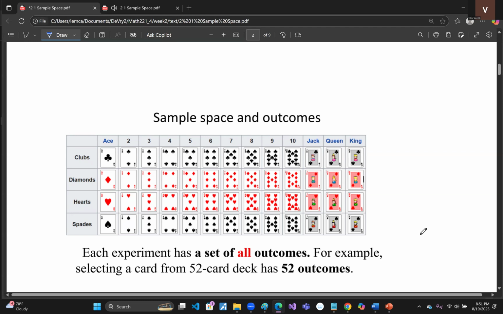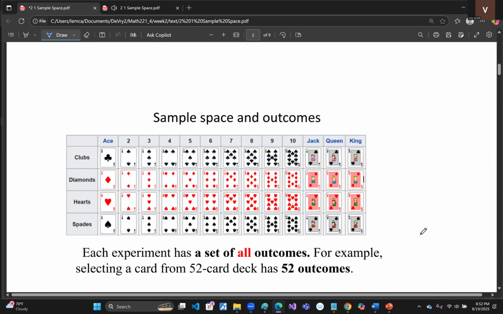For example, testing new pharmaceutical drugs on a sample of patients and measuring the patients' improvement. Recording the stock price daily. Picking a card from a deck. Rolling a die. Interviewing 20 randomly selected consumers and asking them which brand of appliance they prefer. And so on. Each experiment or observation has a set of all possible outcomes. For example, selecting a card from a 52-card deck has 52 outcomes.